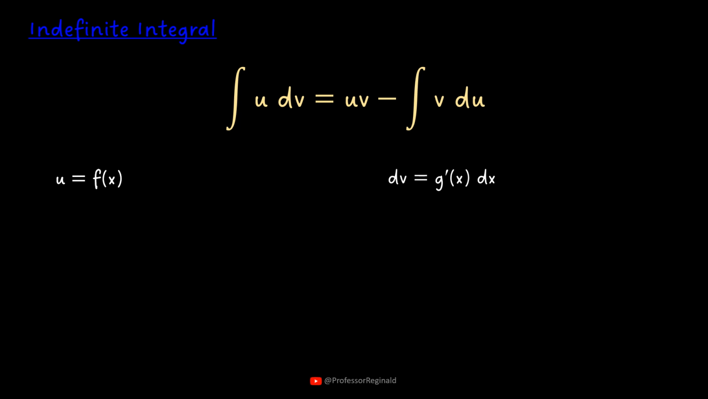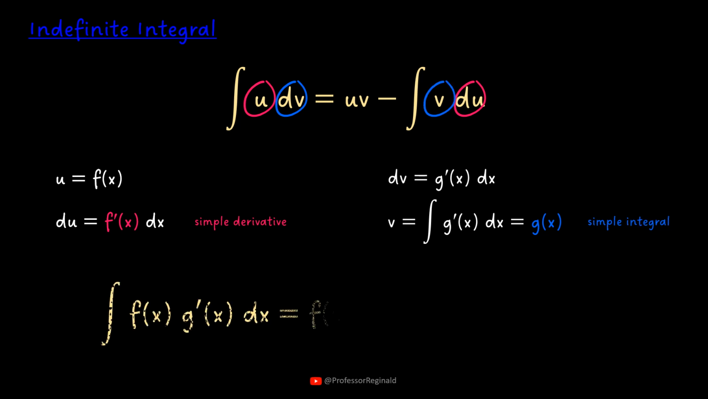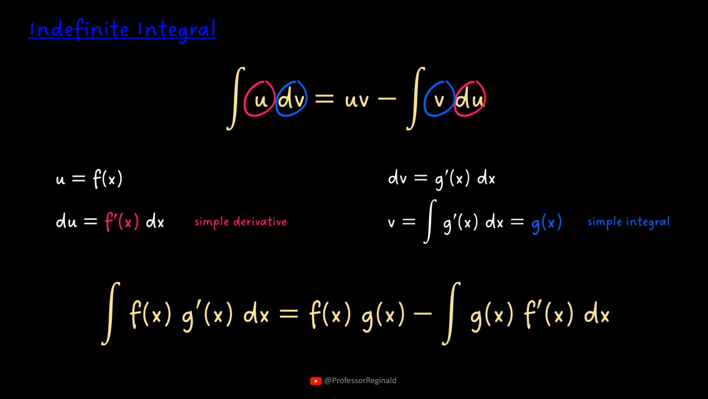Apply integration by parts to express a complicated integral into a product and a simpler integral. For this reason, choose u as the part of the integrand that has a simple derivative, and choose dv as the part of the integrand that has a simple integral. This means that the formula for integration by parts can also be written in terms of the independent variable.